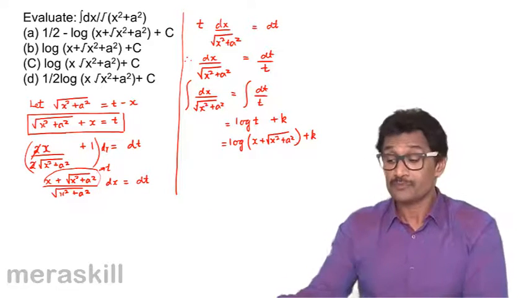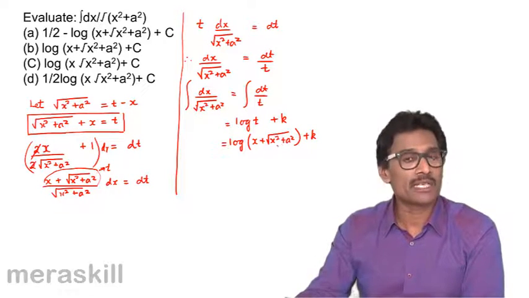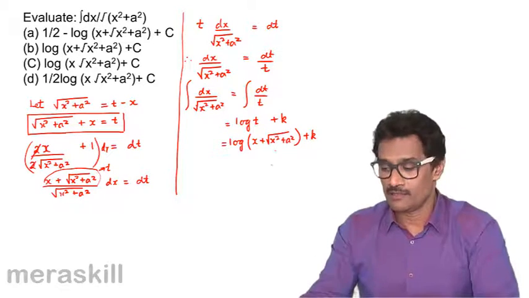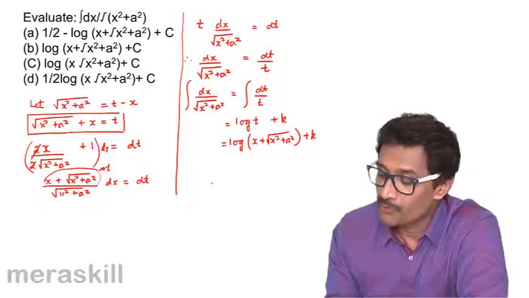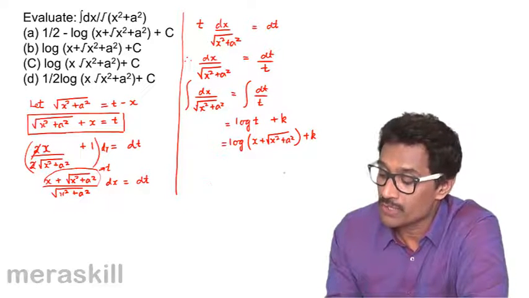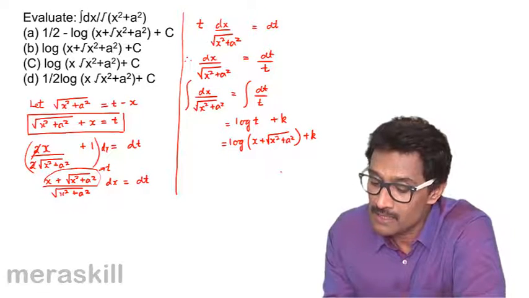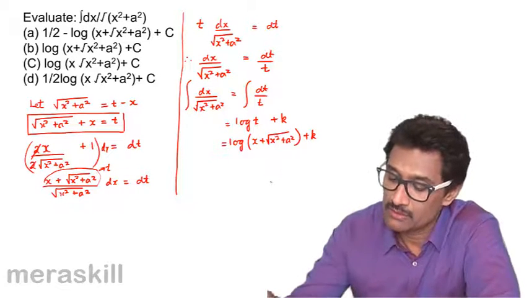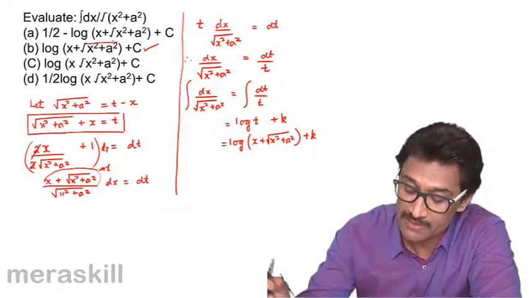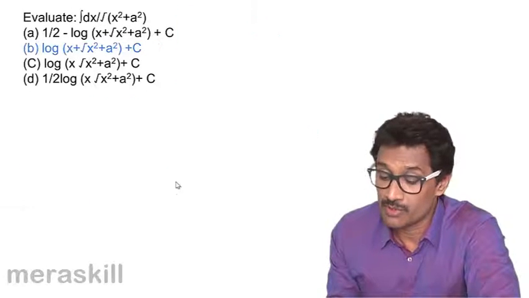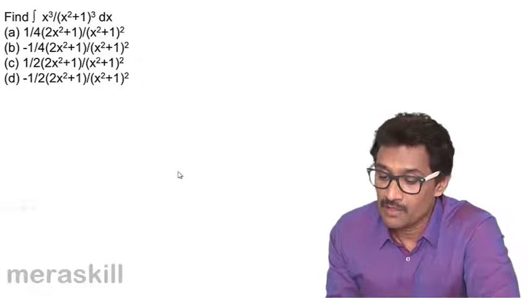Later on, we will be using this formula as a standard formula in special substitution problems. Okay, so hence we have log of x plus root x square plus a square plus k. So it's going to be option number B. Alright.